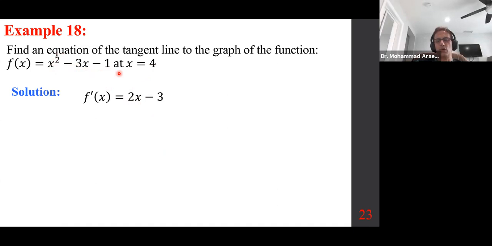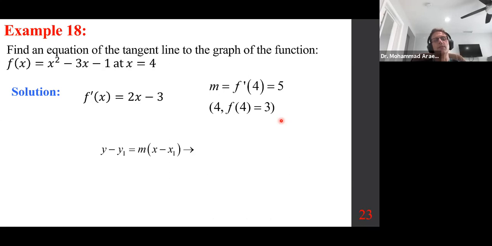I have the point 4, 3. So I have the slope, I have the point. I use y minus y1 equals m times x minus x1 to come up with the answer. Y minus 3 equals 5 times x minus 4 results in y equals 5x minus 17. By the way, assuming this slope is correct, you want to check by plugging in the point. The point works with the original function. It is also on the tangent line.